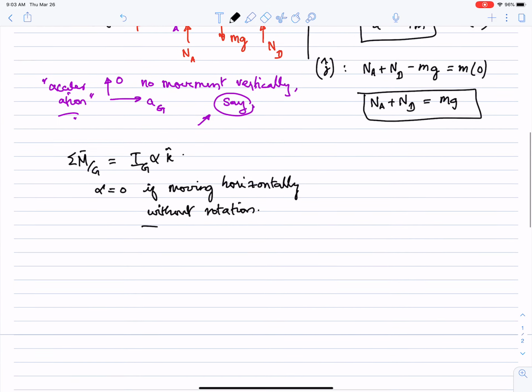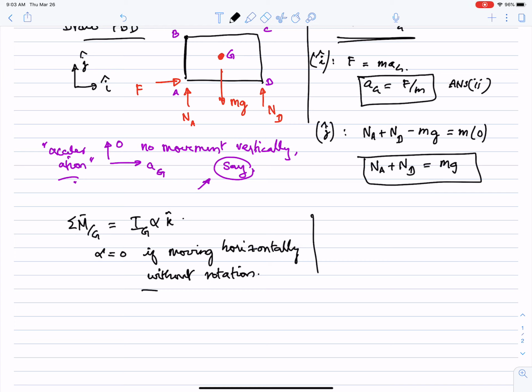So what we have is sum of moments. Let's look at what the moments are. Sum of moments about point G, we have F times h over 2, and that's an anti-clockwise moment, F times h over 2 in the k direction. And then we have ND times W over 2, also anti-clockwise. And we have NA times W over 2, but clockwise, so we put a negative sign. And then the only other force is mg, but mg acts along G, so it doesn't have any moment about G. So that whole thing is going to be equal to I_G alpha k, but if we assume that it's not tipping over in any manner, it's actually equal to 0.